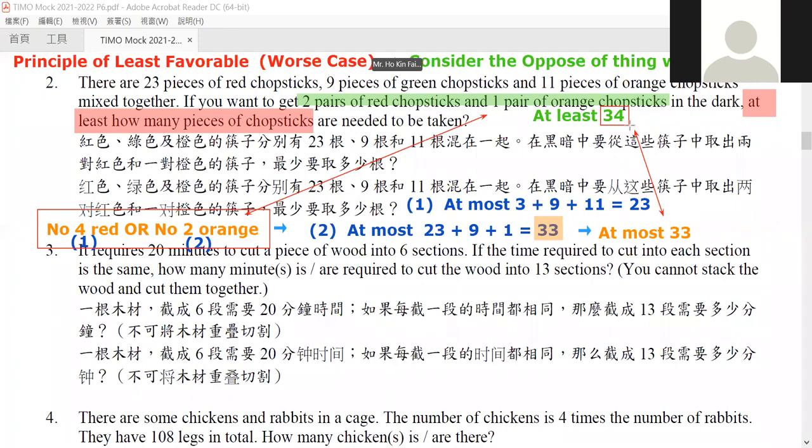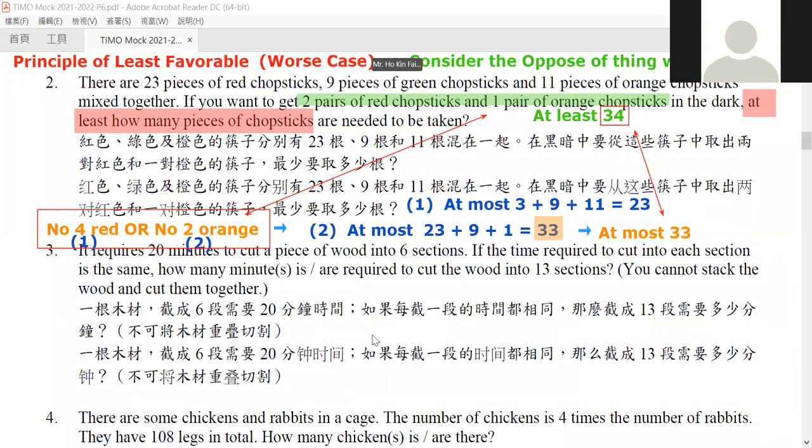Now again, let me repeat it one more time. The principle of least favorable, or the worst case scenario, is to consider the opposite of the things that we want. Given the opposite of the things that we want, we conclude that if we want the orange case to be true, there can be at most 33 chopsticks.